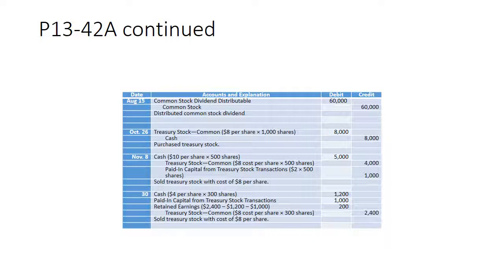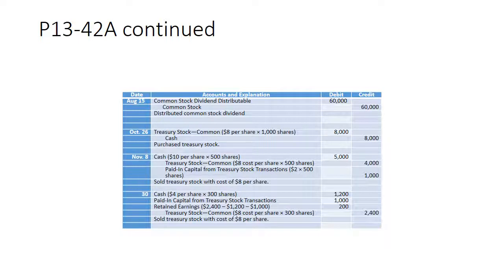So on November 8th, the company sold 500 shares of its treasury stock, so half of what they just bought back, for $10 a share. So you take 500 times 10, that'll give you the $5,000 cash. Okay. How much do you take out of the treasury stock account? Well, the number of shares sold times the amount we bought them back at, which is the $8 per share. So the treasury, that contra equity account, is credited for $4,000.